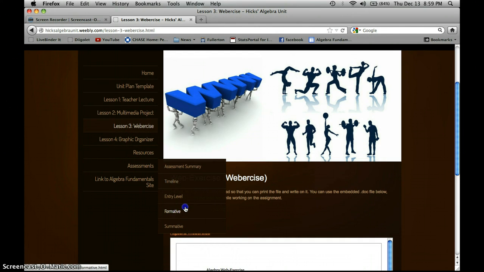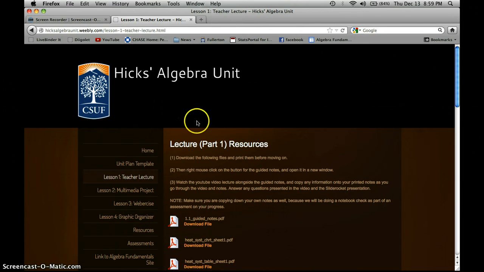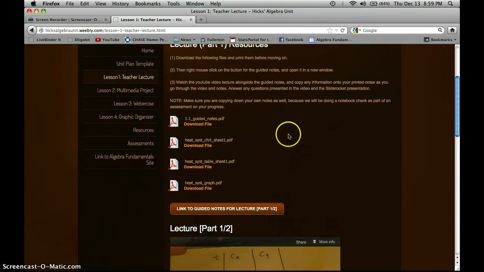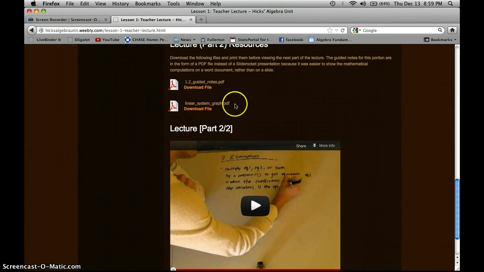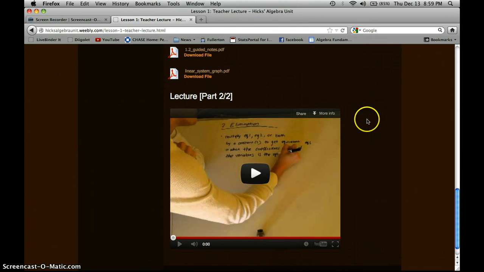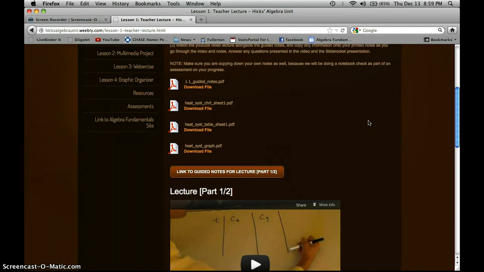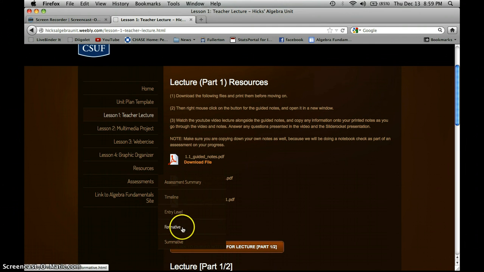And then back to formative assessments, the next one is the notebook check. So basically that's the teacher lecture. They're going to go through here, watch my lecture videos that I have up, and I also have some graphs and stuff for them to download. They're PDFs, so anyone can download it whether you have Microsoft Word or not. After they do that, as I note right here, make sure you are copying down your notes as well, because we'll be doing a notebook check as part of an assessment on your progress. So that's the notebook check part as the formative assessment.